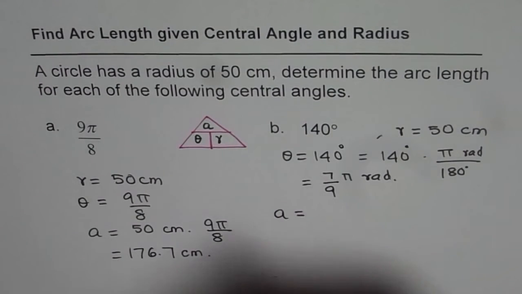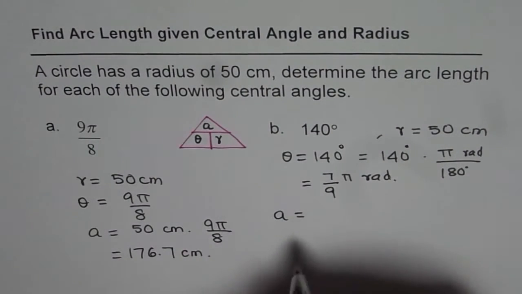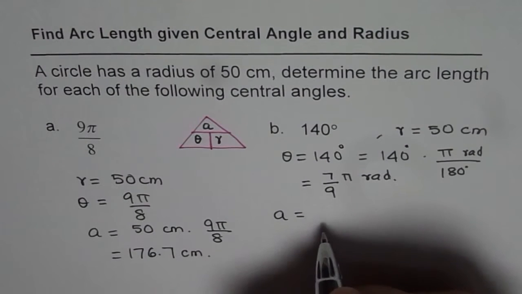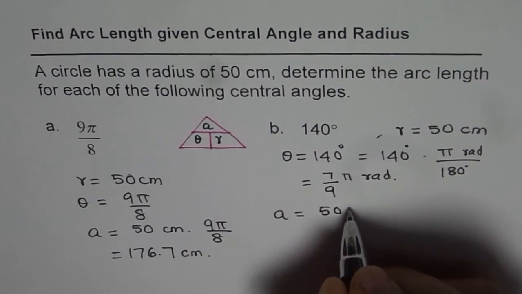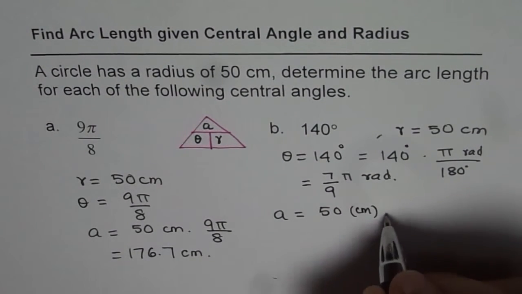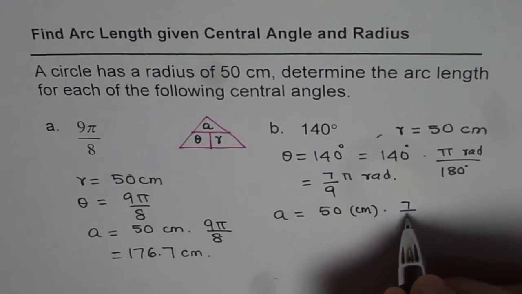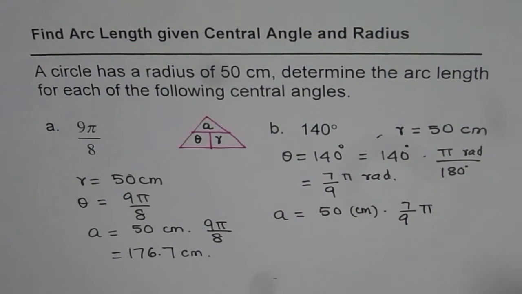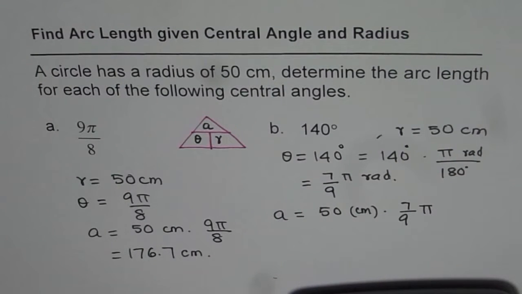which is arc length equals r times theta. So r is 50, right? 50, which is in centimeters, the unit is centimeters, times theta in radians, which is 7 over 9 pi. Radians is basically a ratio, correct? So now you can multiply 50 by 7. So you get 50 times 7 times pi, which is in this case shift and then pi, and then we will divide it by 9 to get the answer.